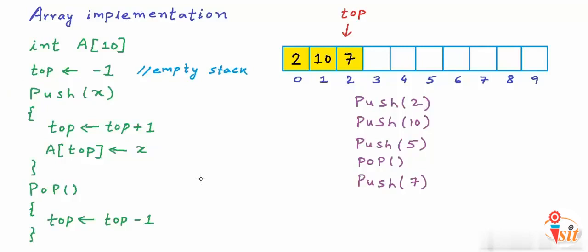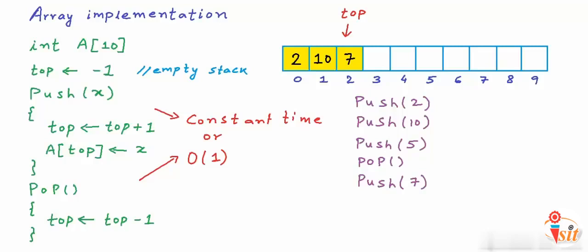While defining stack ADT, we had said that all the operations must take constant time, or in other words, their time complexity should be big O of 1. In our implementation here, both push and pop operations are big O of 1. One important thing here, we can push onto the stack only till array is not exhausted, only till some space is left in the array.